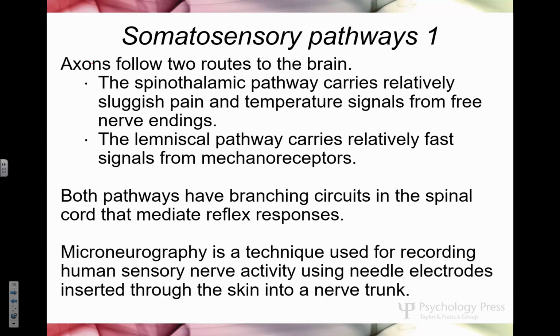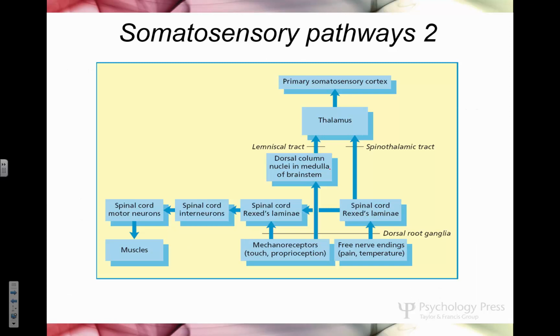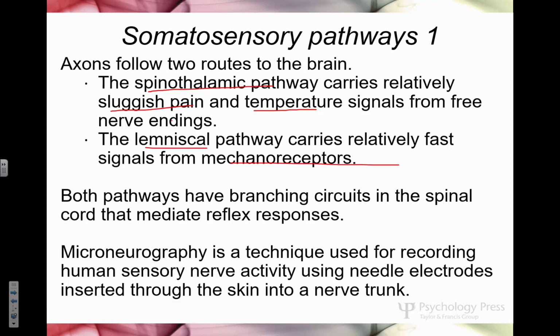For the somatosensory pathway, you've got two pathways going up your spinal cord, because you've got to collect all that information, starting from the outside, and send it up the spinal cord to your brain. Different information is carried in each of those pathways. The spinothalamic is going to carry what we call sluggish pain and temperature. The lemniscal is going to carry fast signals from your mechanoreceptors. What was the second pathway? So you have the spinothalamic and the lemniscal.